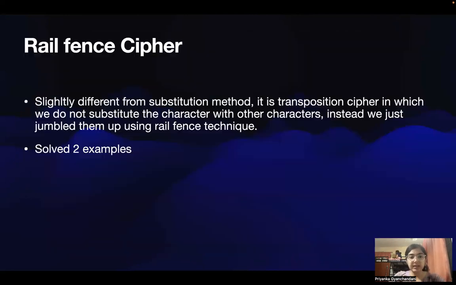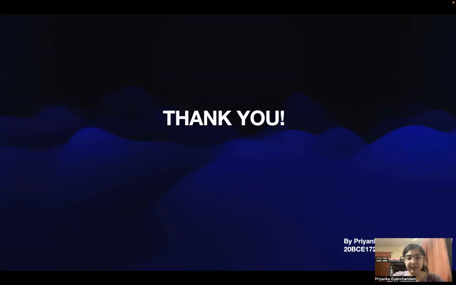So here, rail-fence cipher is slightly different from the substitution method. It is a transposition cipher in which we do not substitute the character with other characters like we studied in our course curriculum. Instead, we just jumbled them up using the rail-fence technique. And we have seen we solved the 2 examples using rail-fence cipher. That is it for this tutorial, and thank you so much.